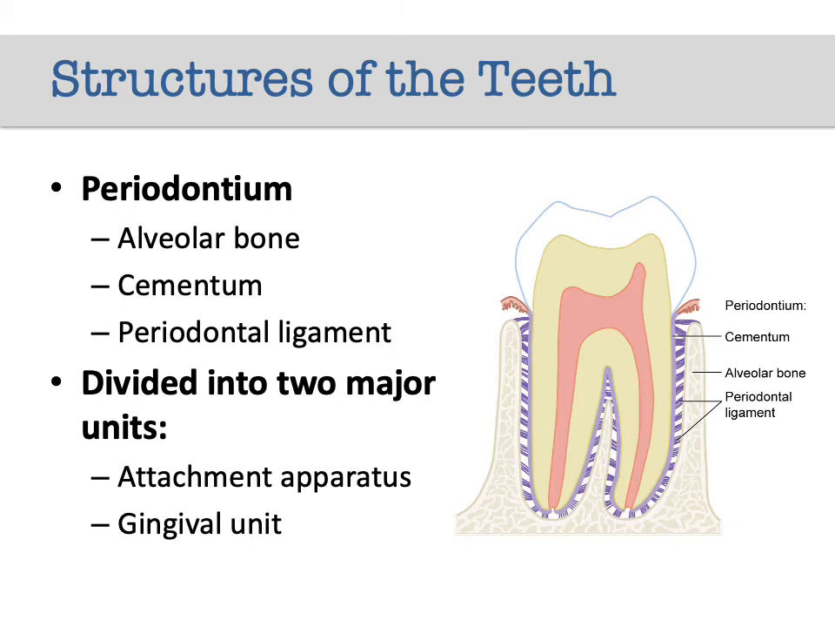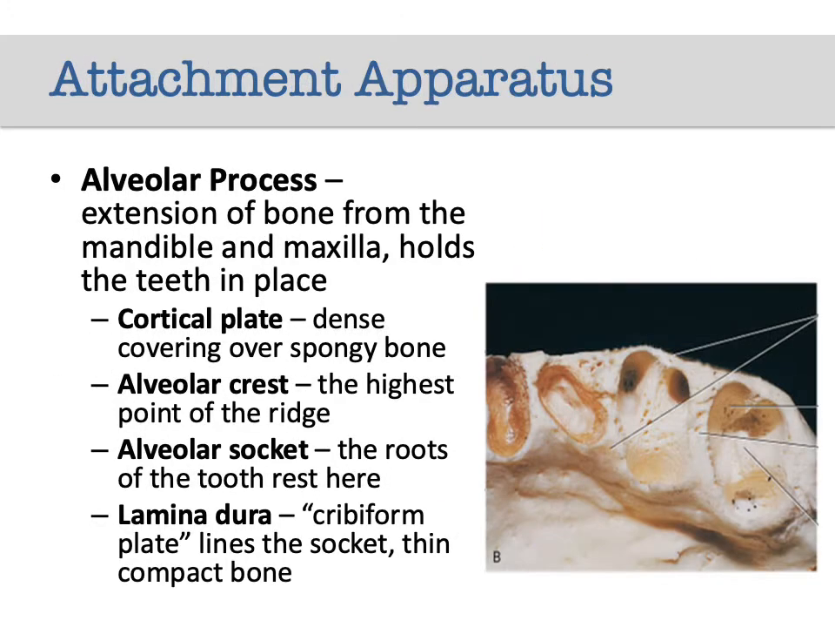They're divided into two major units, the attachment apparatus and the gingival unit. And we'll talk more about those soon. The alveolar process is an extension of bone from the mandible and maxilla, and it's what holds the teeth in place. It consists of the cortical plate, which is dense covering over a spongy bone.